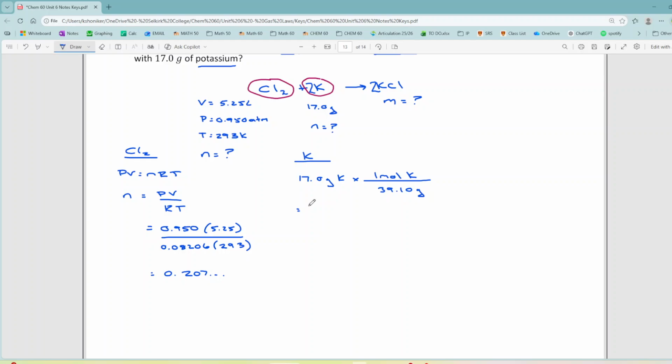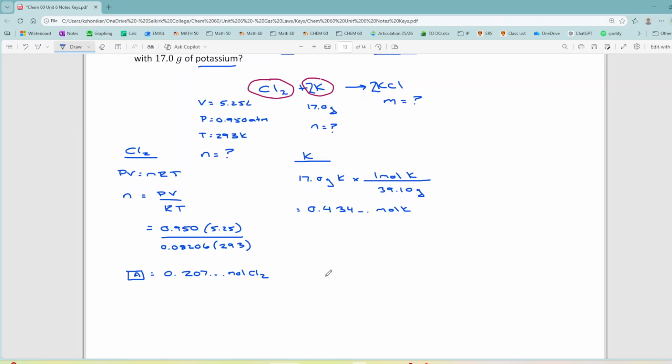So then I'm going to type this into my calculator. I've got the other number and I've stored it as A, because I'm going to have to clear my calculator. And then I'm going to take this one. So 17 divided by 39.1, and I end up with 0.434, I'm not rounding, moles of potassium. Moles of chloride.